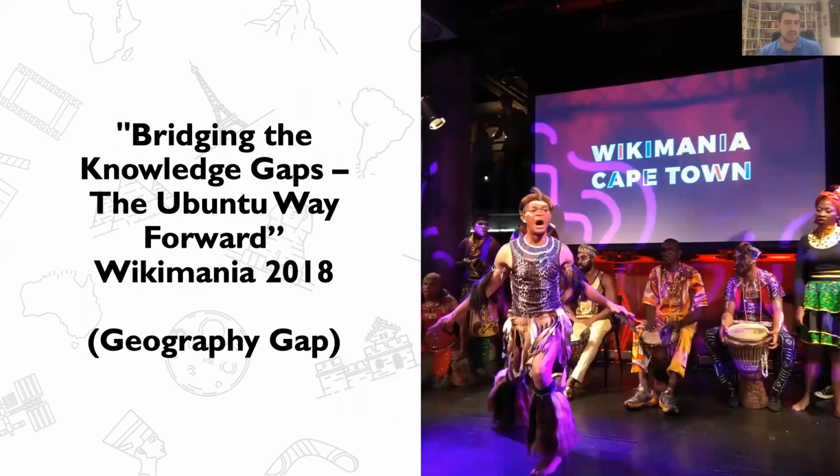For instance, in 2018, the Wikimania annual conference dedicated to Wikipedians was held in South Africa with the theme Bridging the Knowledge Gaps, the Ubuntu Way Forward, to put emphasis on Africa's underrepresentation.